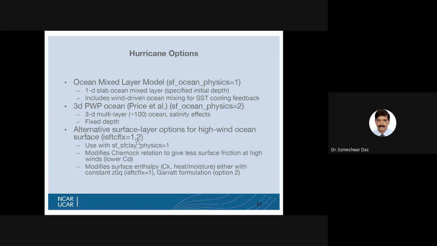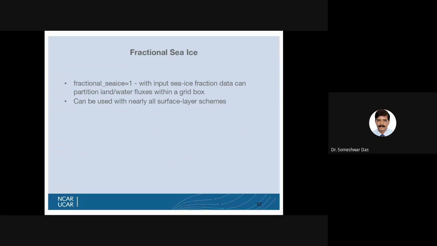So use this option, SF_SFCLAY_PHYSICS equal to 1. Now, if you want to use these options, it modifies the Charnock relation to give less surface friction at high winds and a low drag coefficient, and modifies surface enthalpy, CK, heat, moisture, either with constant Z0, that is roughness length, with this option, or based on the Garratt formulation, that is option number 2. So these are the options available which you can read yourself.